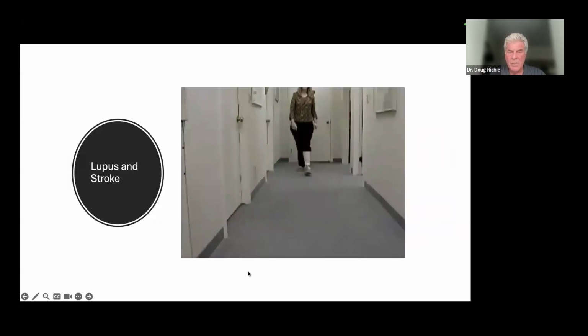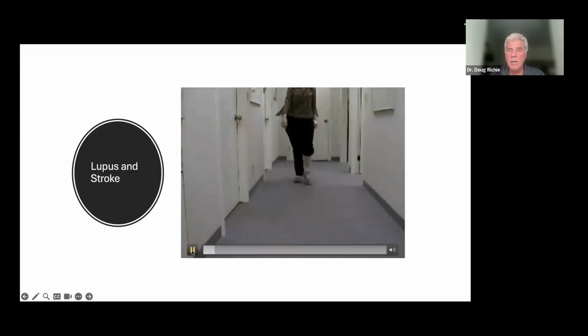This is a patient who was 29 years old and suffered a stroke. And she didn't know it, but she had lupus. And she had joint pain, but never went to the doctor. Turns out lupus has a subcategory of patients who get hypercoagulability, and they can suffer an ischemic stroke. And this patient, if we watch her walk, has left-sided hemiplegia, 29 years old.